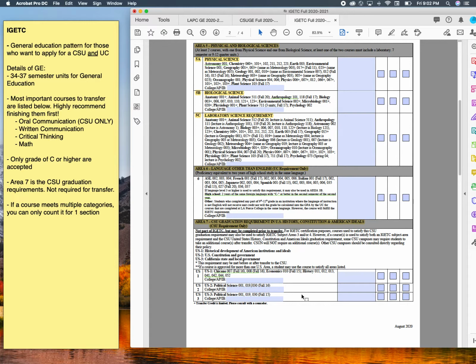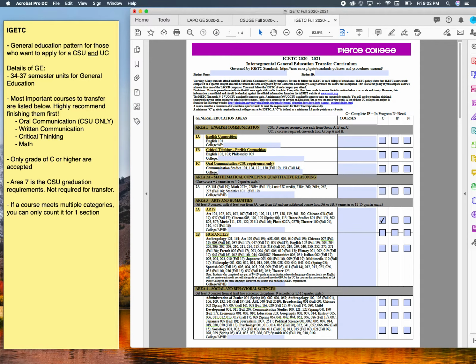So the IGETC form is pretty much very similar to the CSU General Education. The big difference between these two is that there's a foreign language requirement, and the CSU GE has the lifelong learning requirement. And this general education pattern requires a grade of a C or better. And also, they're a lot more picky on their classes. So you have a lot less choices in here. So when you're looking under critical thinking, you only have 3 choices here. So they're a lot more picky. So that's kind of the big difference.